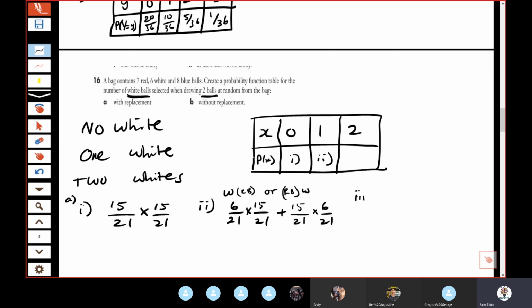And triple I. For them to be two whites, it had to be just white, white, which means 6 over 21, then you replace it again and you get another 6 over 21. And that's your answer for that. Anyone confused about how I got any of those answers?